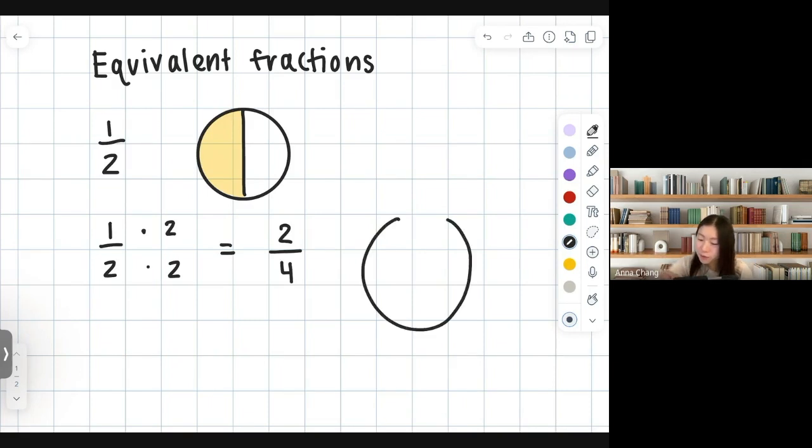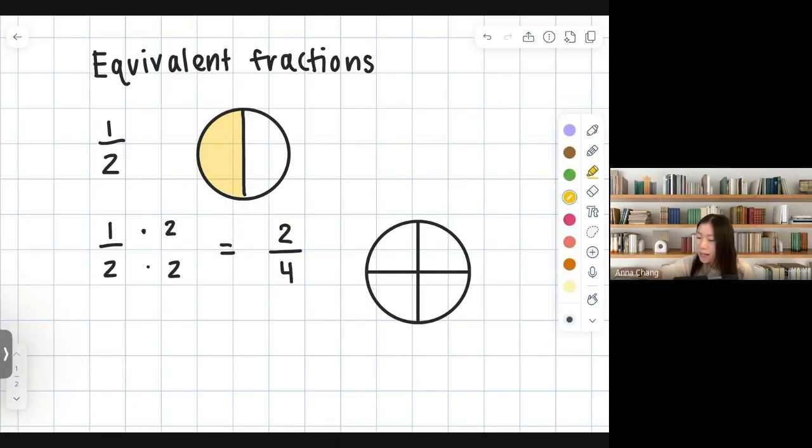If I draw 2/4, you'll see that. So I have my 1 whole. I'll divide it into 4 pieces because there's a 4 in the denominator. And I'll fill in 2 of those pieces because there is a 2 in the numerator. If you look at my 2 drawings, you see that I've filled in the same amount of the whole.